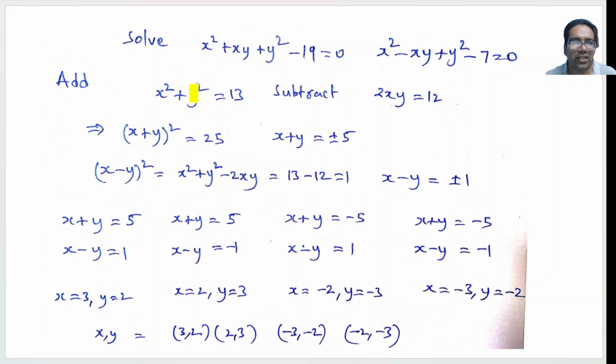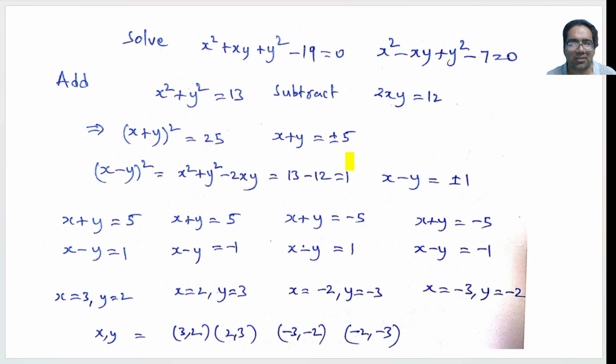2xy is 12. We know x² + y² equals 13 and 2xy equals 12. That means we know (x + y)² and we also know (x − y)². Why? (x + y)² is x² + y² + 2xy. That is 13 plus 12, which is 25. So x + y becomes plus or minus 5. Similarly, (x − y)² is x² + y² − 2xy. That is 13 minus 12, which becomes 1. So that means x − y is plus or minus 1.